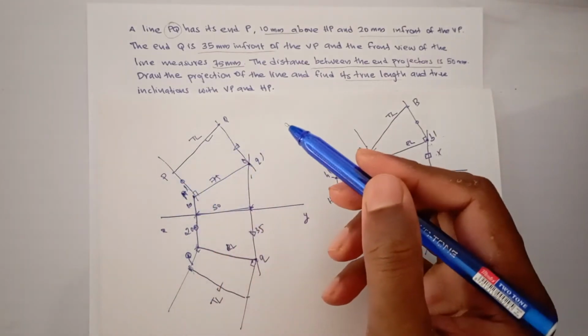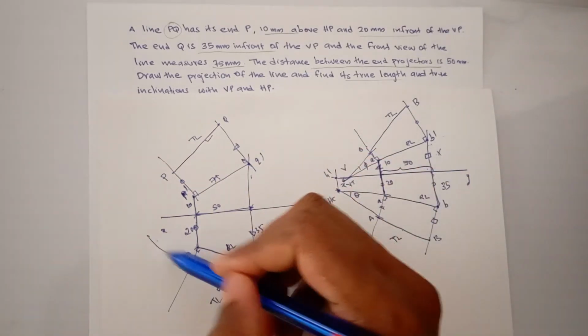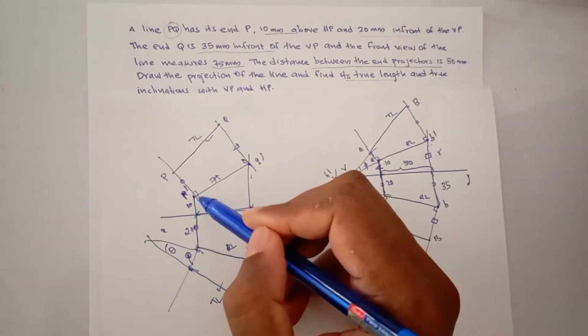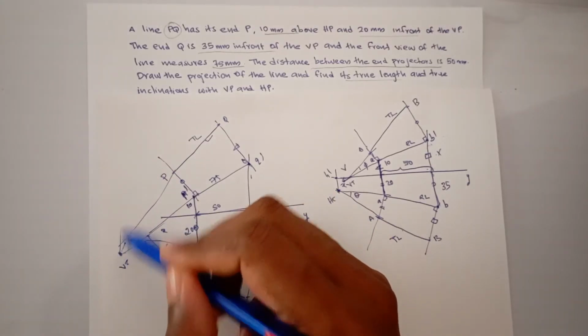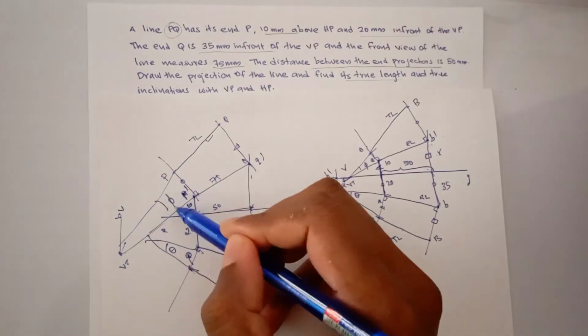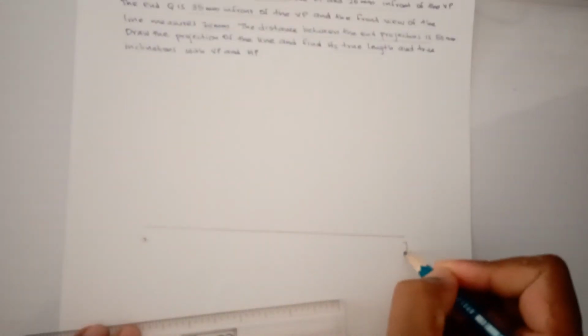And how to find out theta and phi? Extend this line. This is theta, and extend this line. Whenever it meets the VT, you will get V. This is phi. XY line.